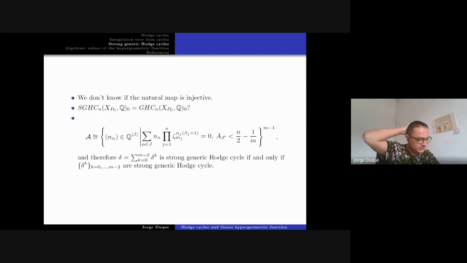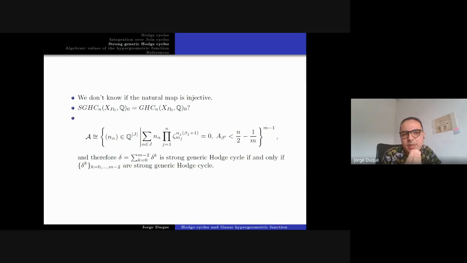Okay. In some special cases, we will be able to calculate the dimension of this vector space, and therefore we will obtain an upper bound of the dimension of a strong generic Hodge cycle. This is the content of the theorem and also the beginning.